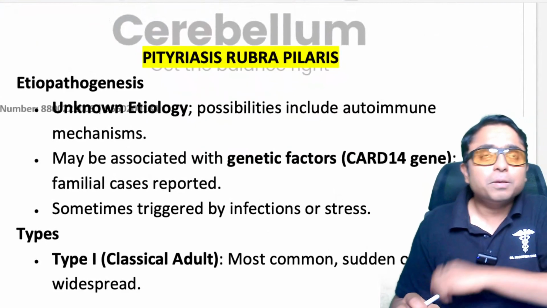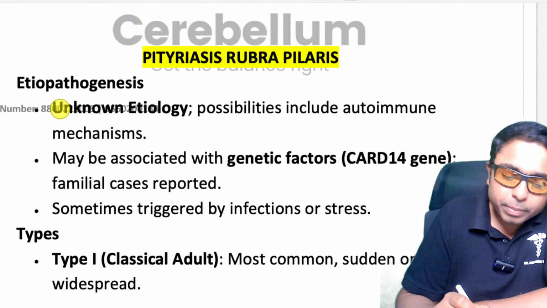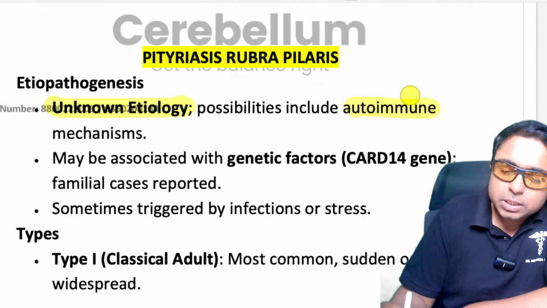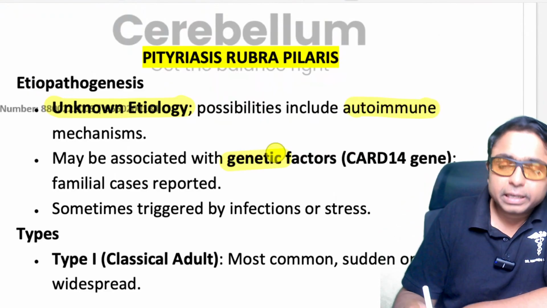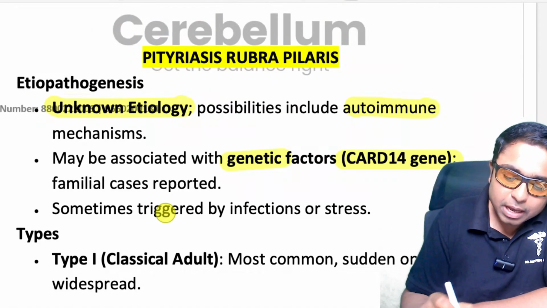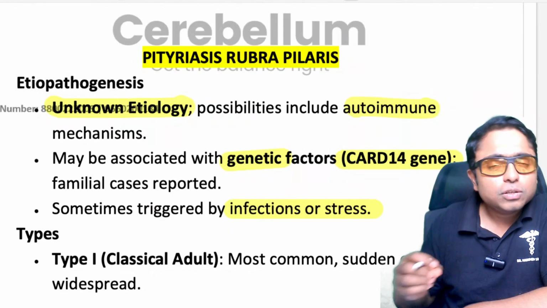So next condition is Pityriasis Rubra Pilaris. Remember, it is unknown in origin, so we can call it idiopathic. There is a possibility of autoimmunity and also genetic factors. The important gene which you have to remember is the CARD14 gene. Sometimes it is also triggered by infections or stress.